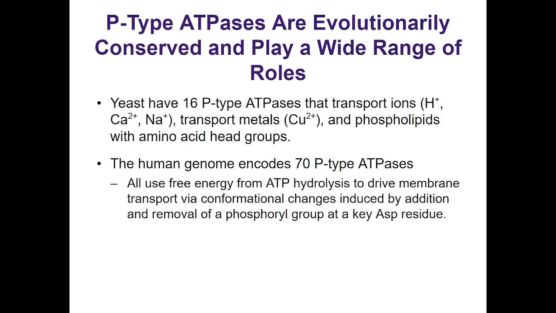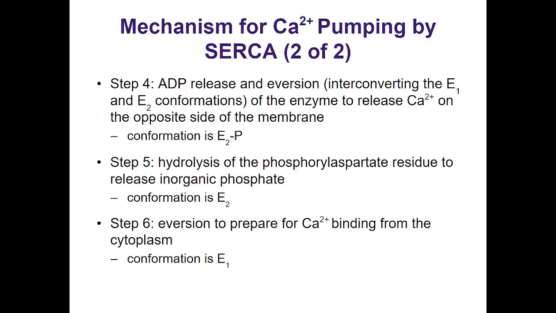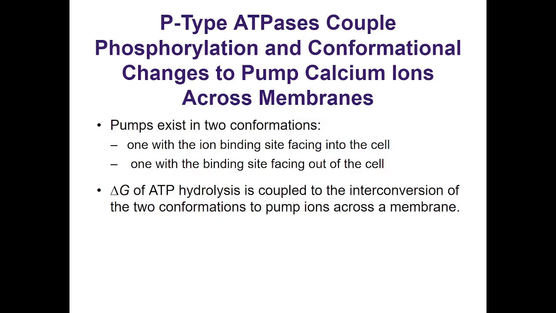The P-type ATPases are going to be evolutionarily conserved, and they're going to play a wide range of roles. So your yeast has 16 P-type ATPases that will transport ions. This ranges from things like H+ to calcium 2+ to sodium+, transport metals like copper 2+, and phospholipids with amino acid head groups can also be included. The human genome actually encodes 70 P-type ATPases. They all use free energy from ATP hydrolysis to drive membrane transport via conformational changes induced by addition and removal of your phosphoryl group at a key ASP residue. And again, that's a key residue because you can easily phosphorylate that bond.